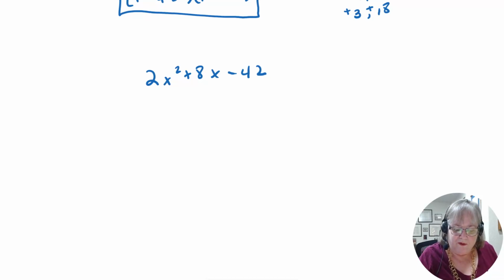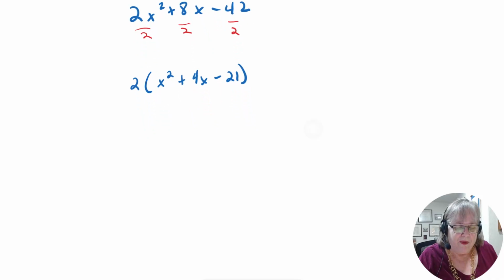And remember, when you factor out a 2, what you're literally doing, like when we first started talking about factors, is you are dividing it out into the front to see what your other factor would be. All right, so I've got 2.